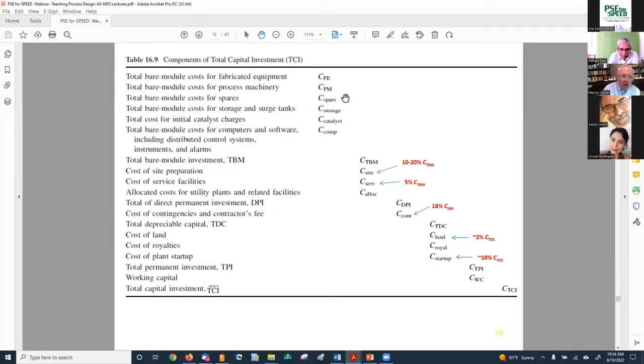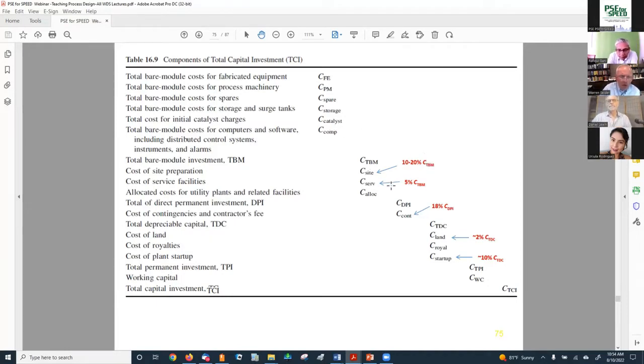You've got spares you have to include. You have storage vessels you have to include. You have the cost of catalysts that you have to include, and you may have computers and things like that. You add all those things together and you get the total bare module cost. And then you need to estimate the cost of preparing the site for your plant. Well, 10 to 20% of the total bare module cost is typically what's used.